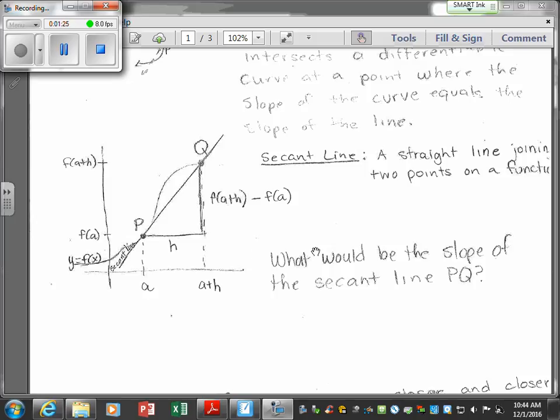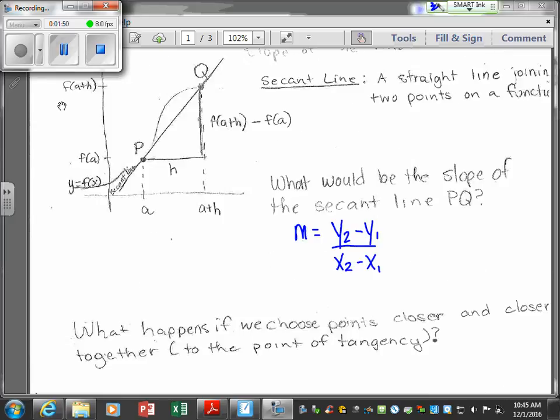With this sketch in mind, what would be the slope of the secant line PQ? Let's think about that. How would you normally find slope? Rise over run, or formally, if I'm given 2 points, you remember the formula for that? Good, let's write that down. Your formula for slope, which we sometimes denote as the change in y over the change in x. We've done that before.